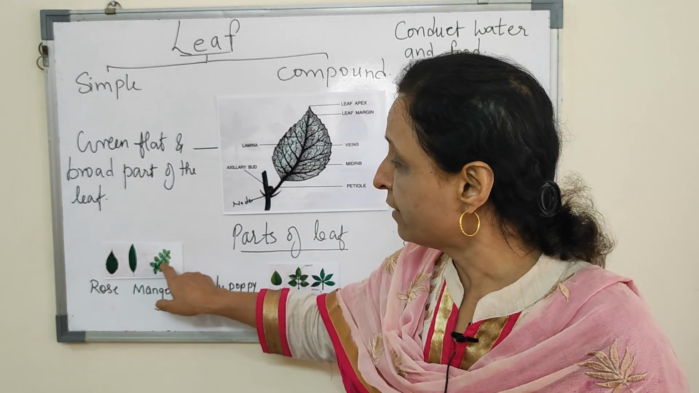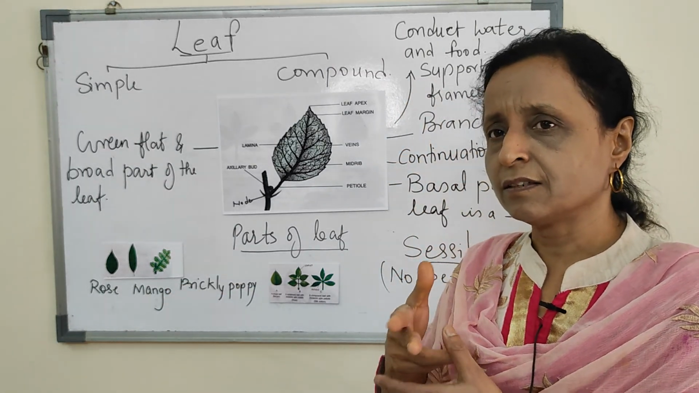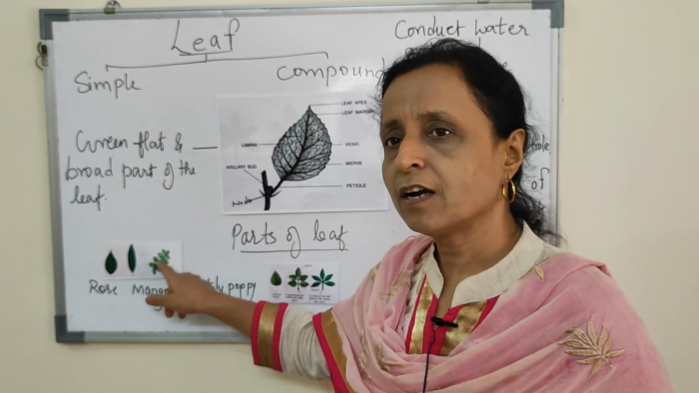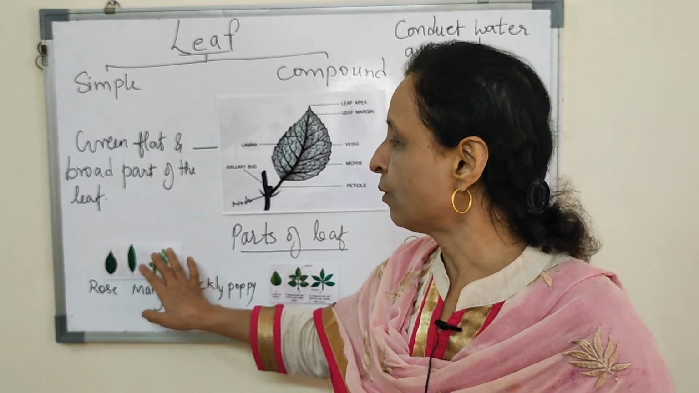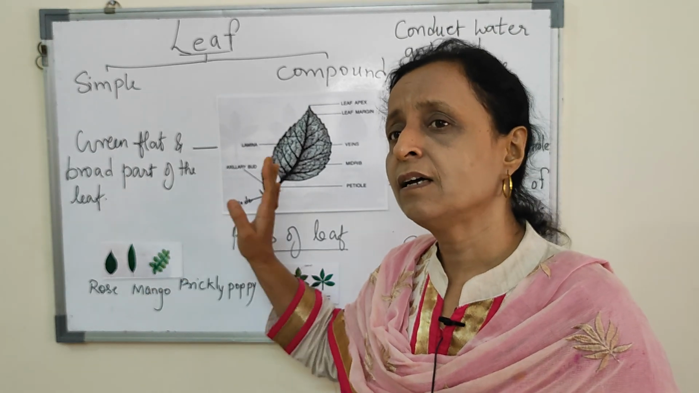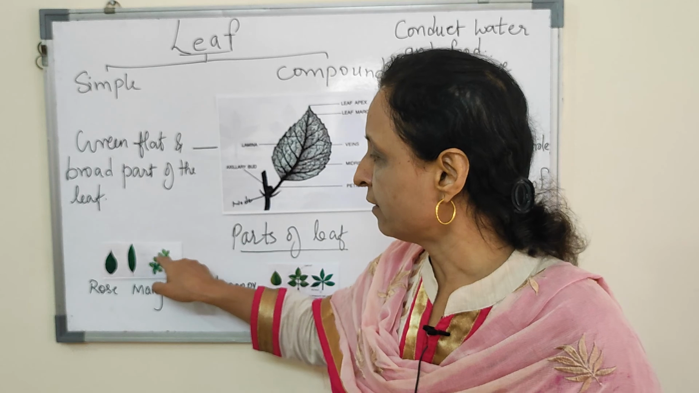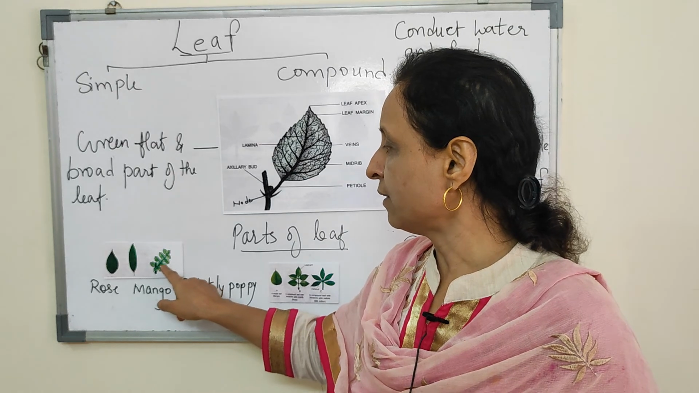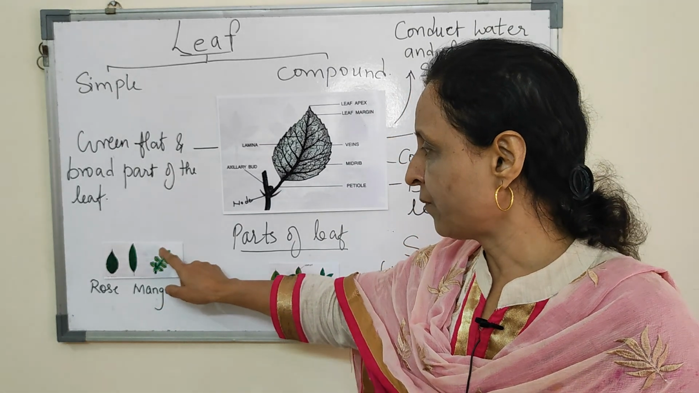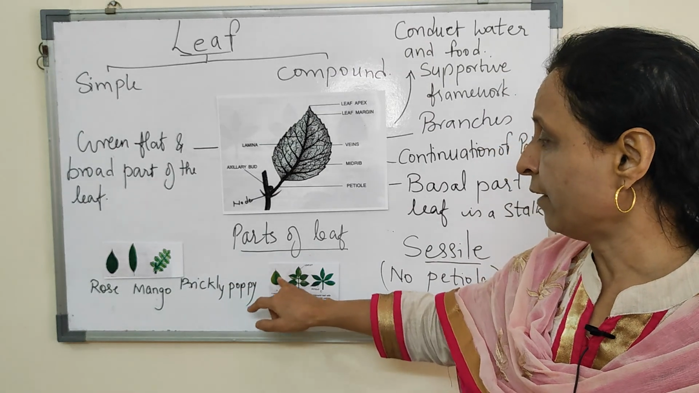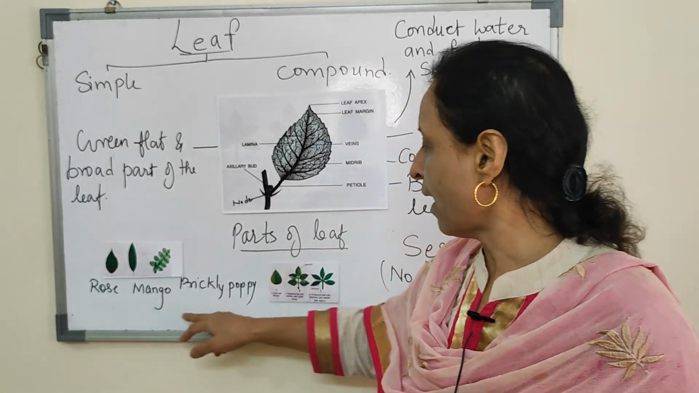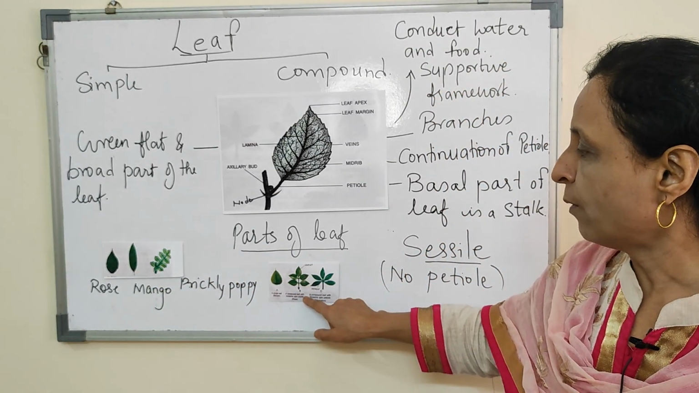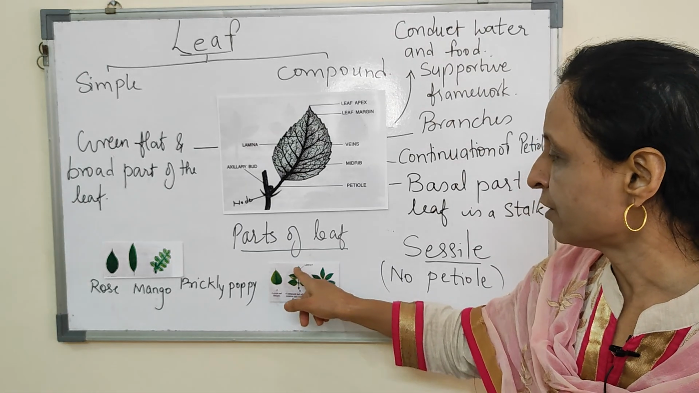which has got incision. Incision means cut. There's a cut, but the cut does not reach the midrib, so it still stays as a simple leaf. If the cut had been reaching the midrib, it would have been a compound leaf. But the cut is not reaching the midrib. Therefore, it is still a simple leaf. So here banyan, rose, mango, all these are simple leaves. Now you can see this compound leaf. Here you can see the incision.